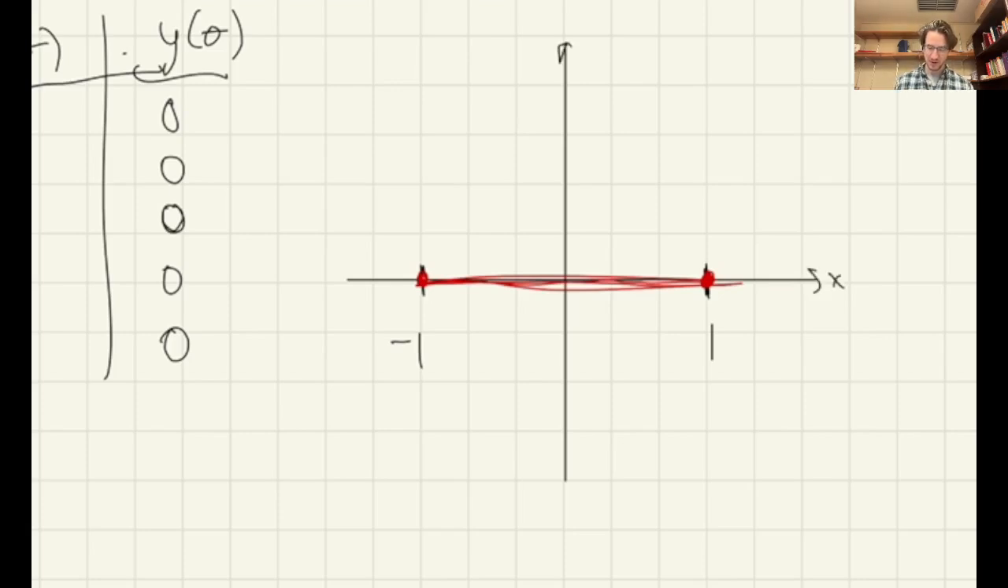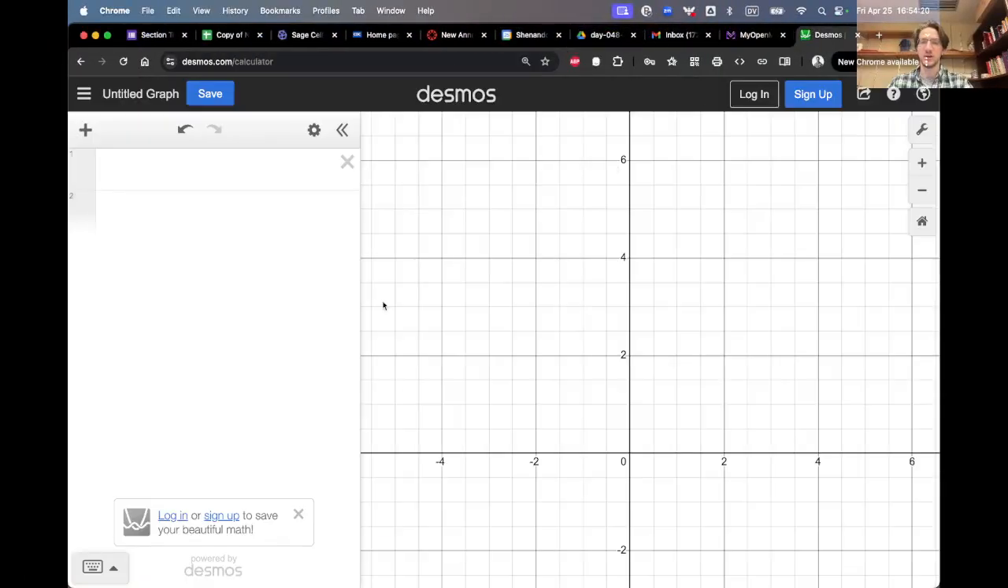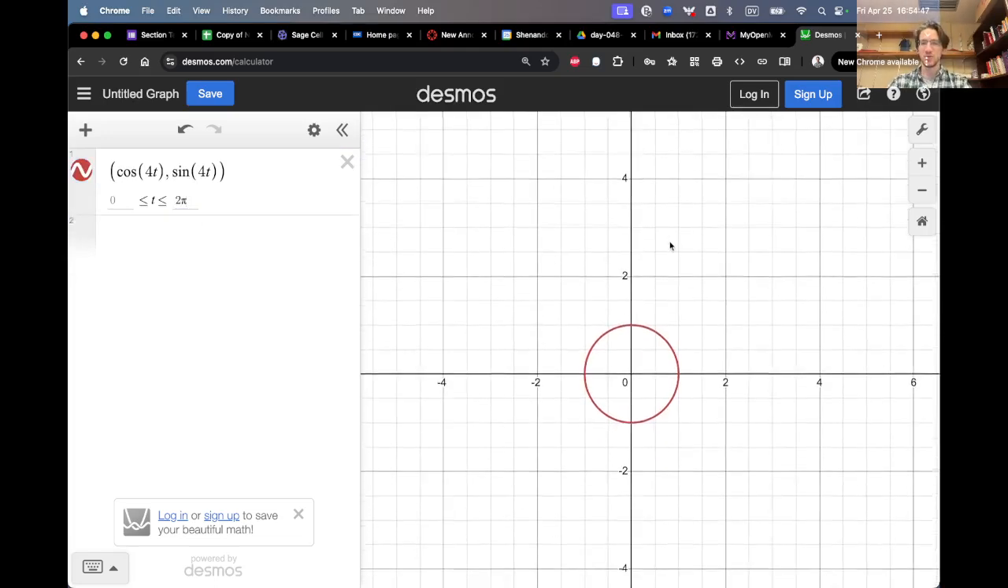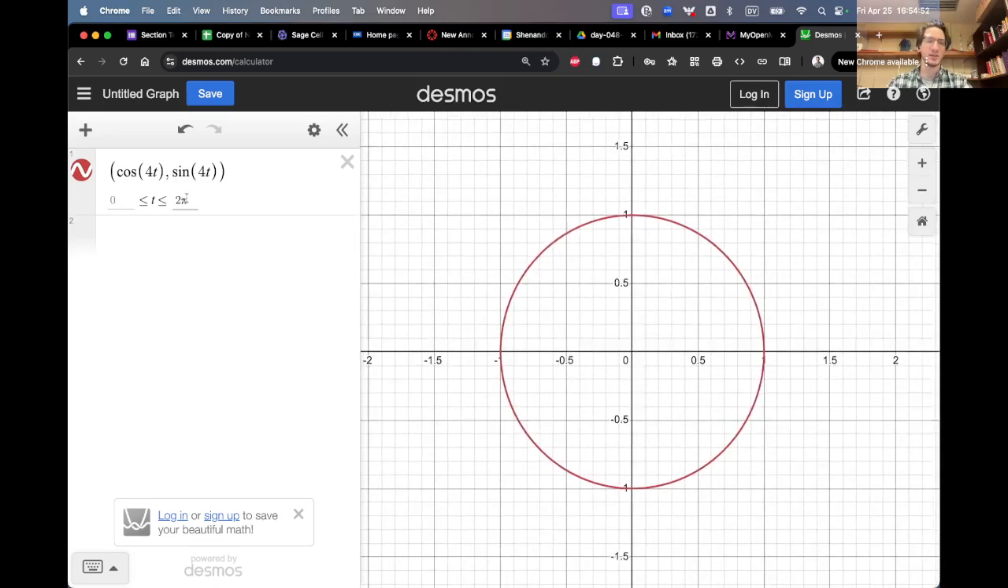Desmos can plot parametric equations, so let's see what you actually get for this parametric equation. To plot parametric equations in Desmos, use t always, and you can plot the x and y functions as a point. So let me show you what I mean. We're looking at cosine of 4t, comma sine of 4t, for t between 0 and 2 pi. And there we go. There's the curve that we actually get in Desmos.